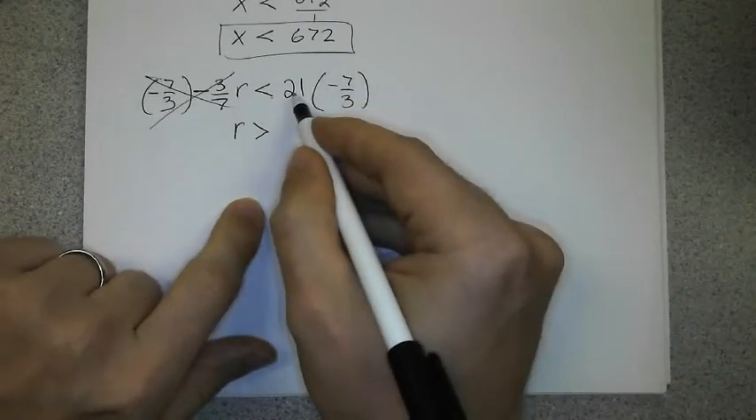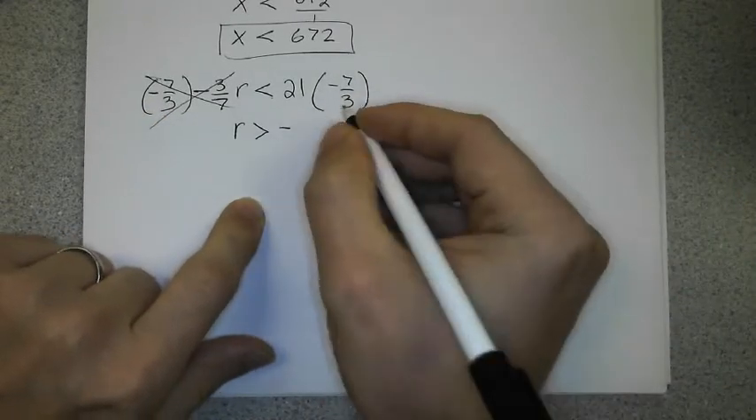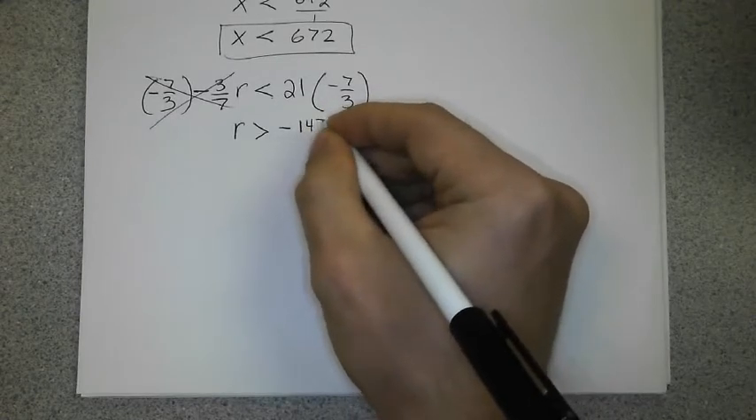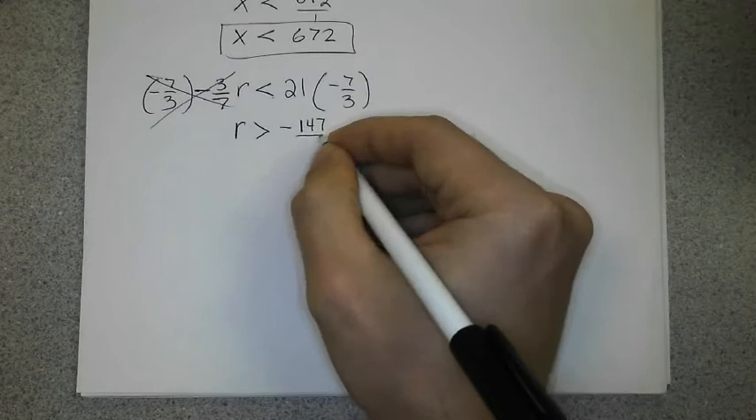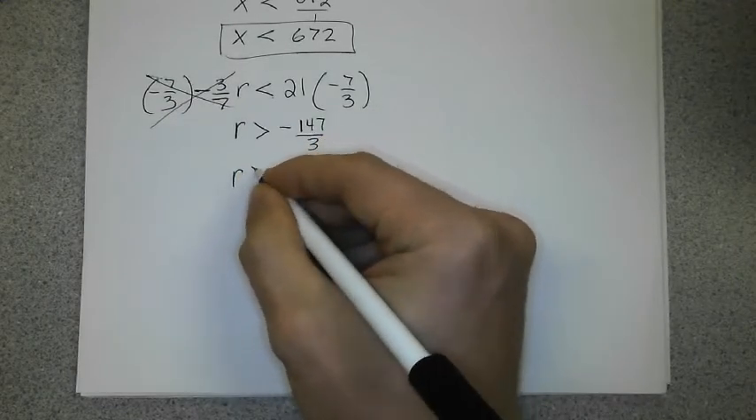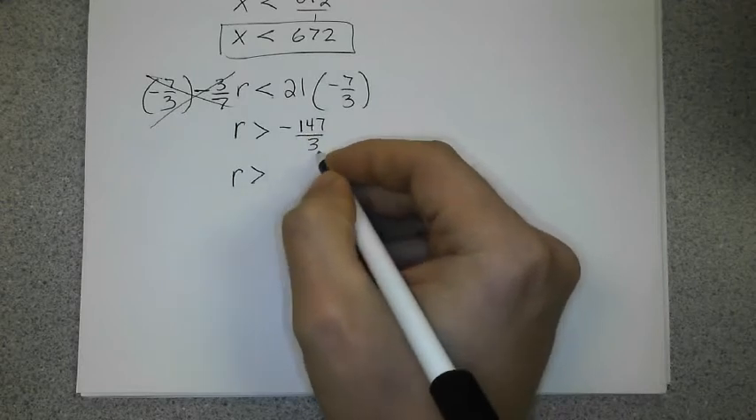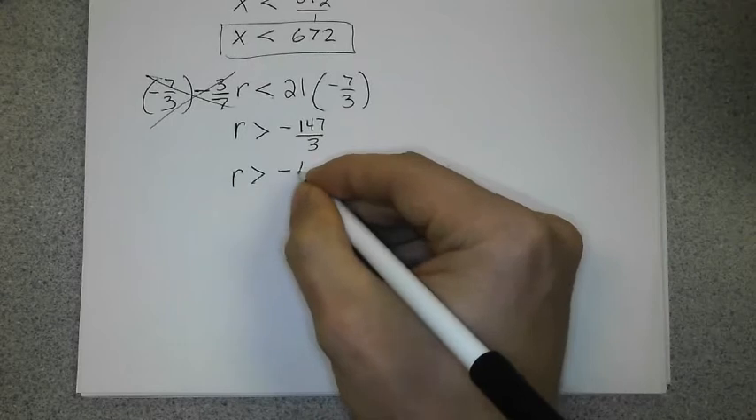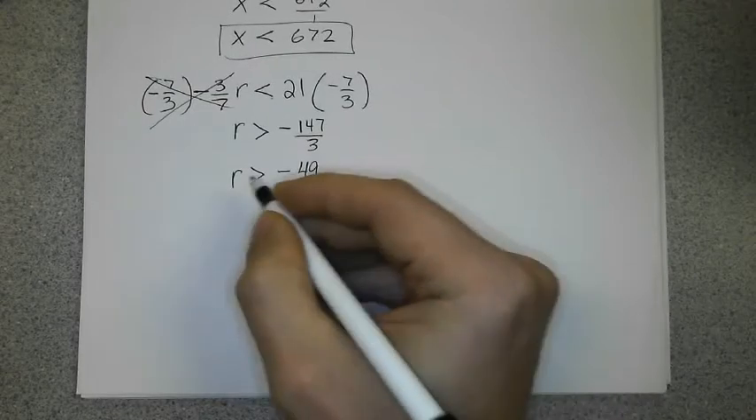And now right here, negative times positive is a negative. 21 times 7 is going to be 147. And on bottom, I have a 3. I can simplify that. If I type that in the calculator, negative 147 divided by 3, I am going to get negative 49. And that's my answer.